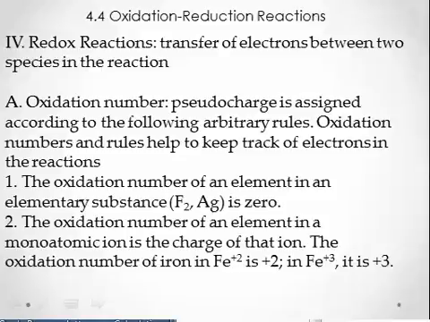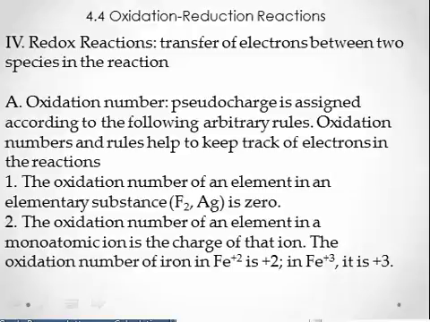Hello, this is Dr. Henry, and we're going to be talking about redox reactions. And in this first part, we're going to look at what are called oxidation numbers. Redox reactions really stands for reduction and oxidation. These are reactions where there is a transfer of electrons between two species in the reaction. And we have to learn what are called oxidation numbers to keep track of these electrons.